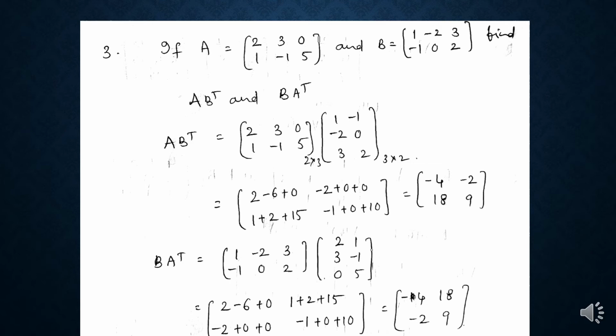Now second row: minus 1 into 2 is minus 2, plus 0 into 3 is 0, plus 2 into 0 is 0. Here also minus 1 into 1 is minus 1, plus 0, plus 2 into 5 is 10. So that becomes 2 minus 6 is minus 4, 3 plus 15 is 18, minus 2, 9. So A B transpose is minus 4 minus 2 18 9. B A transpose is 14 18 4 minus 4 18 2 minus 2 9. So these are the matrices.